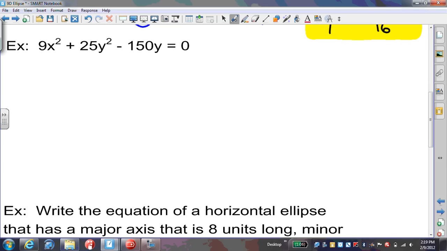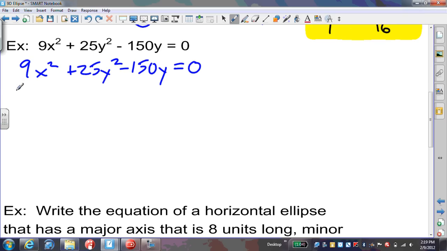So again, I'm going to group them together. We're going to have 9x squared plus 25y squared minus 150y. Now notice there's no number to move over, so I'm just going to leave it 0. I've pretty much written the same thing, but what I'm doing is looking at whether I have it organized.